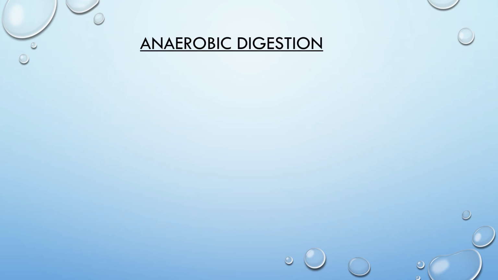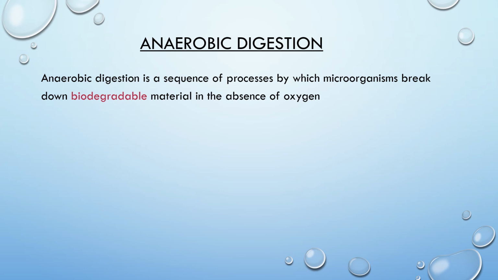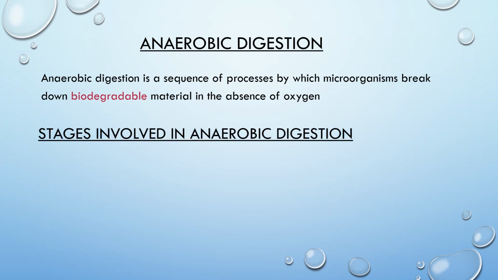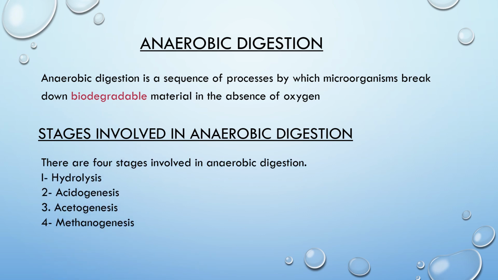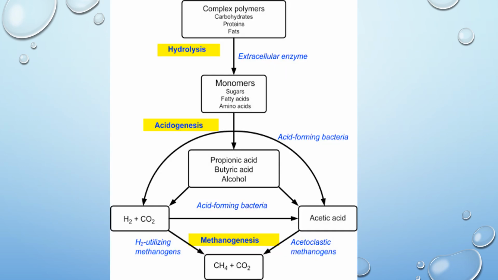Anaerobic digestion. Anaerobic digestion is a sequence of processes by which microorganisms break down biodegradable material in the absence of oxygen. Stages involved in anaerobic digestion. Actually, the 4 stages involved in this process are hydrolysis, acidogenesis, acetogenesis, and methanogenesis. I want to explain these 4 stages by this flow chart.